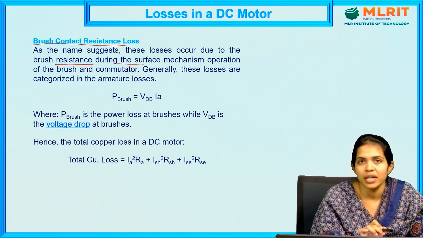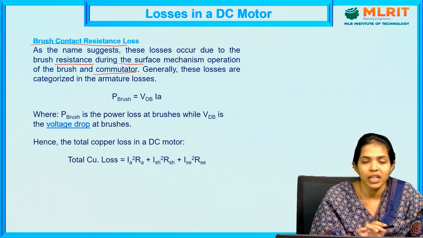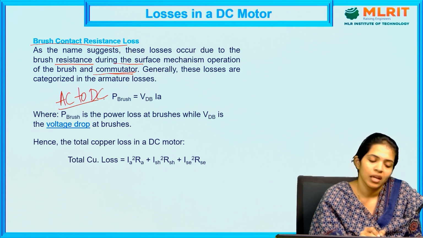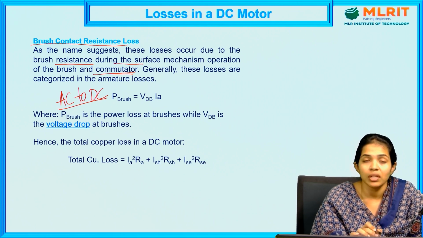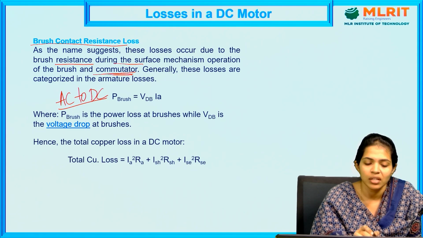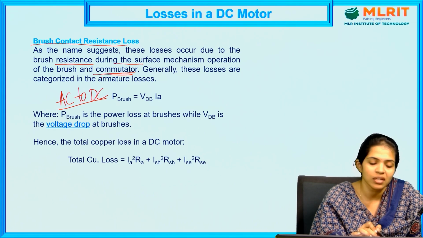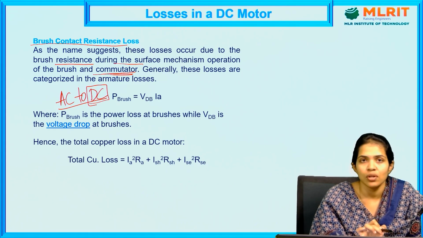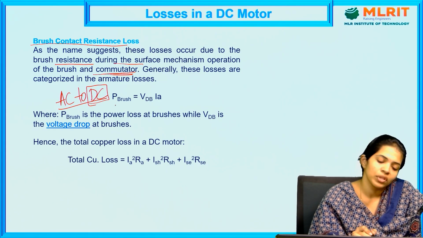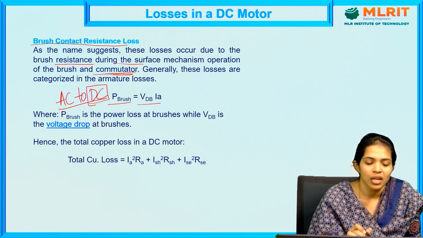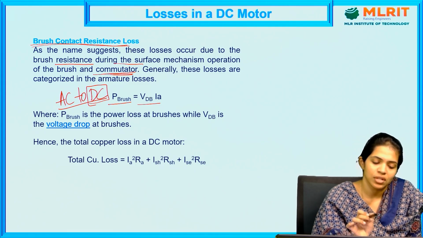We know that the brushes are attached to the commutator. The commutator is the part that converts the alternating current to direct current; that is, converting AC to DC in a DC machine occurs in the commutator. The two brushes are attached to the commutator, so the current reversal process takes place in the commutator, and these brushes also carry the DC current to the external load. There is some resistance for these brushes, so the drop which occurs across these brushes is also considered as the brush contact resistance loss.